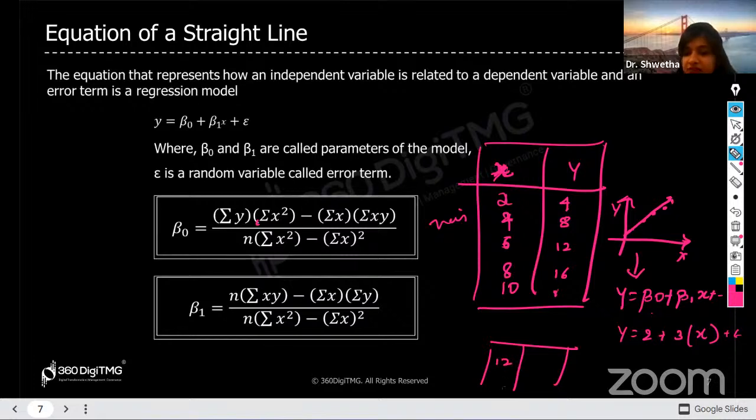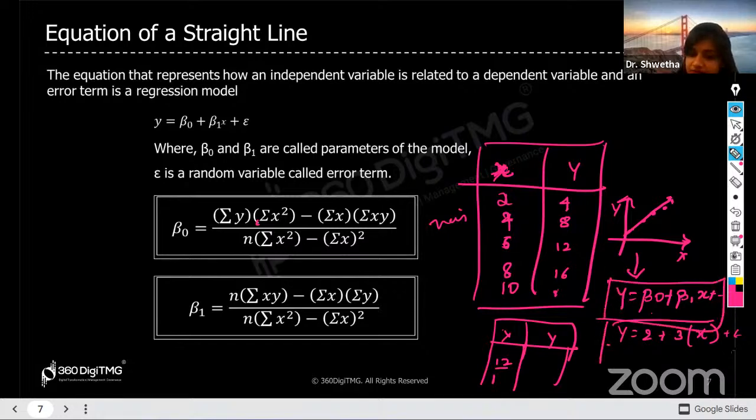Now, if they have given a new value, 12, for this new value, we'll be able to predict what would be the value of y with the help of this equation. So, substituting 12 over here, we'll get the value of y. Say, for example, this is 20. That is how you can predict on new data.